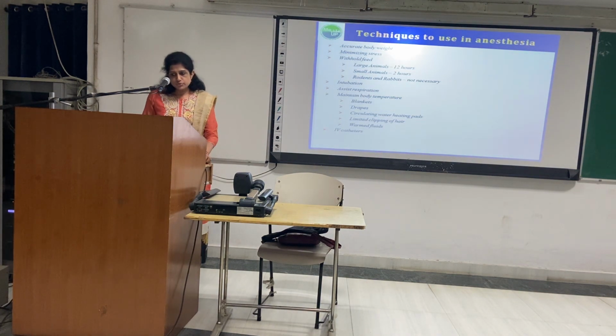Now the techniques to use in anesthesia: accurate body weight should be recorded, taking care to minimize the stress. Withhold feed. The duration of fasting for large animals is 12 hours. For small animals, 2 hours. For rodents and rabbits, it is not necessary. After anesthesia, intubation is done. Assist respiration.